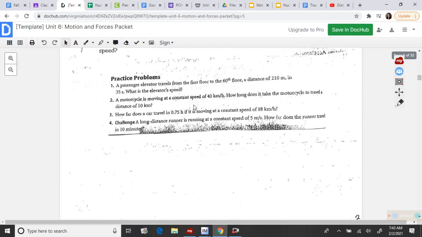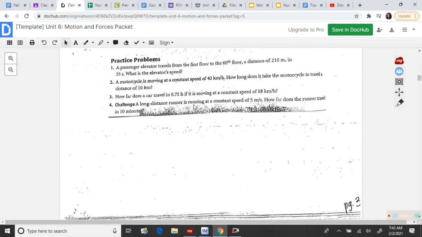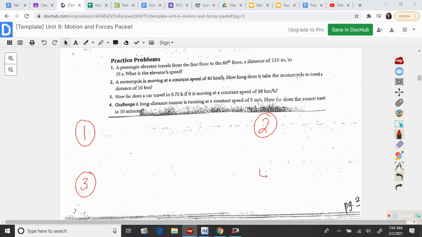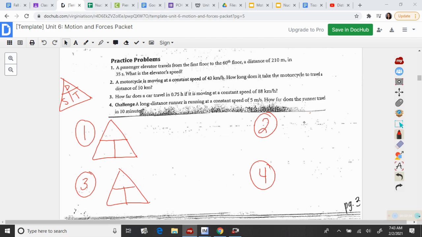these problems right here. The way I want you to set this up is you are going to look at problems 1 through 4. So we're going to write 1, 2, 3, 4. And we're going to use this triangle method for the rest of the year, so be sure you're using it. We're going to draw our triangle for each one. And remember, our triangle had speed equals distance divided by time. So draw your triangle for each one. And remember what goes in each spot because you can't get it mixed up.